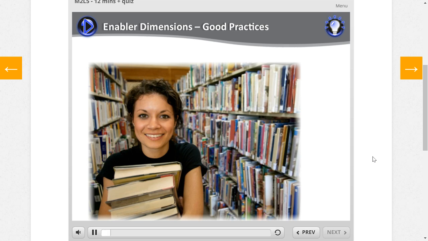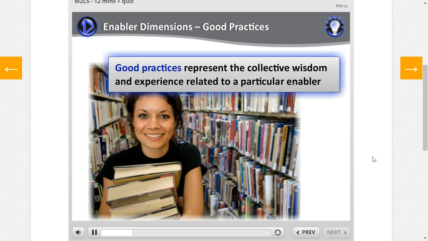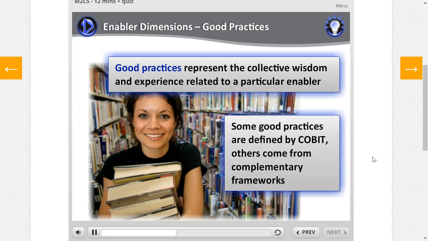The fourth and final dimension is good practices. Good practices represents the collective wisdom and experience related to a particular enabler. They provide guidance and advice on how best to design and implement the enabler. Some good practices are defined by COBIT. Others come from other complementary frameworks, as we have described in other lessons. This dimension also includes the work product, or inputs and outputs, associated with the enabler. In a later lesson, we'll be looking in some detail at each type of enabler, and you will see some specific issues that good practice must address for each of them.